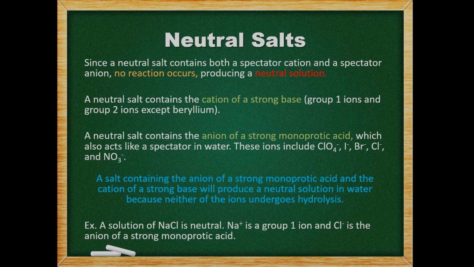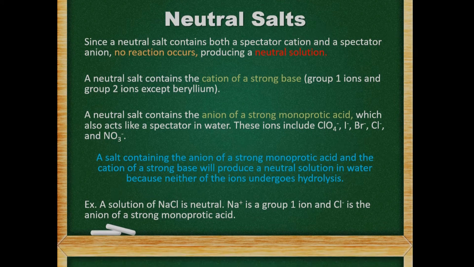A salt containing the anion of a strong monoprotic acid and the cation of a strong base will produce a neutral solution in water because neither of the ions undergoes hydrolysis. For example, we can look at sodium chloride, which is neutral in water. Sodium is a group 1 ion and chloride is the anion of a strong monoprotic acid.